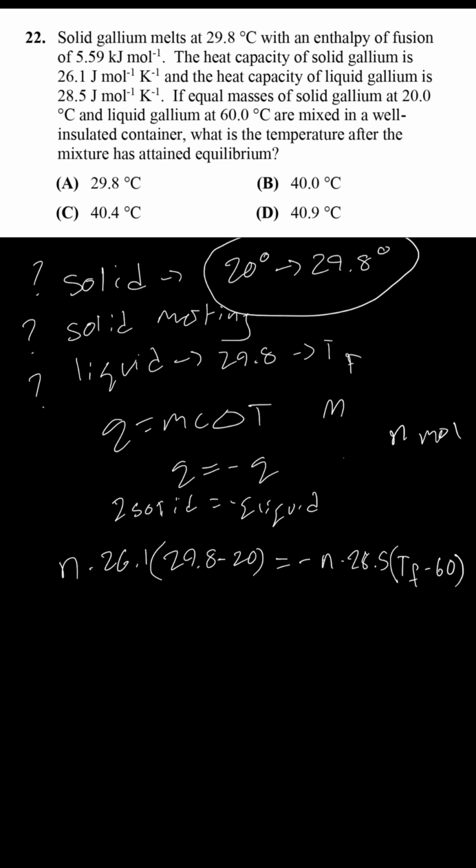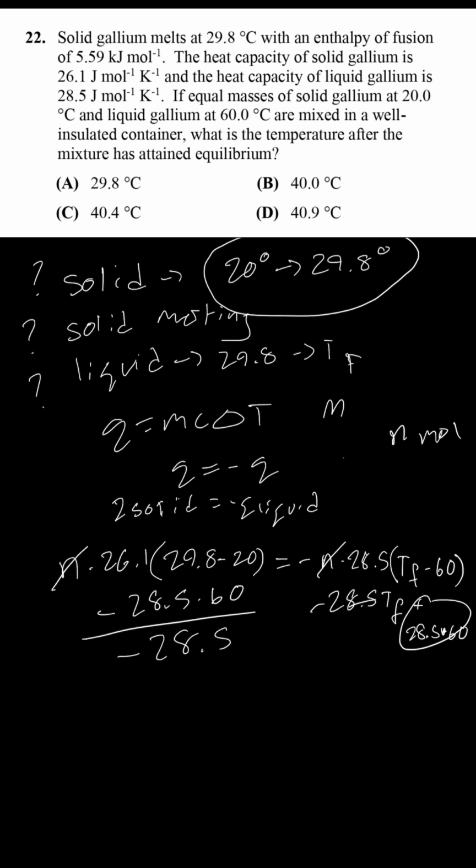We can cancel the n's and then solve for TF. So it's negative 28.5 TF, plus, no, that's not right, 28.5 times 60. We'll move this over and subtract 28.5 times 60, and divide this by negative 28.5. Let's plug this all into the calculator and find the final temperature of the liquid gallium.